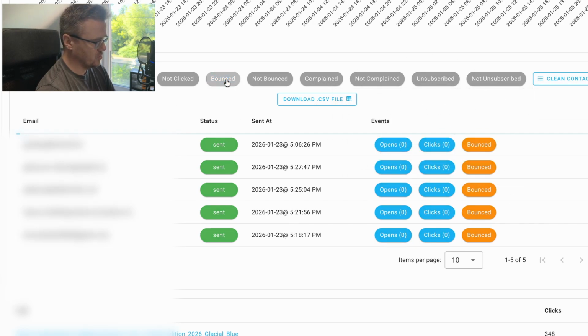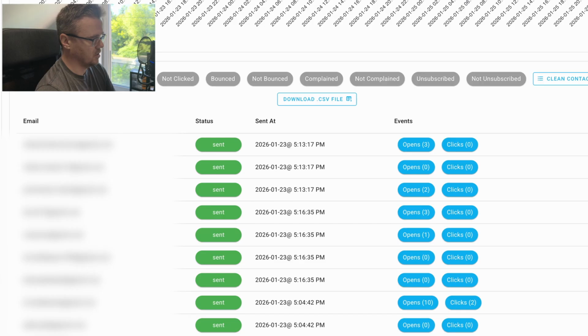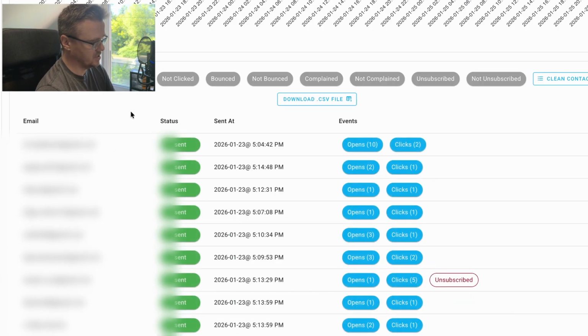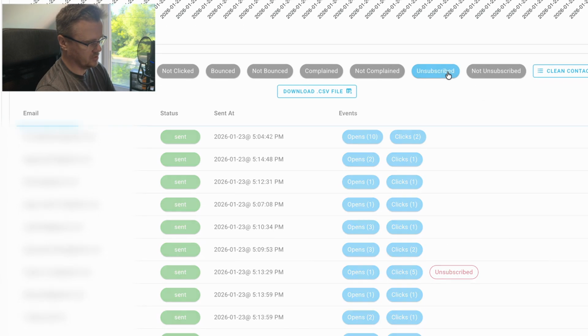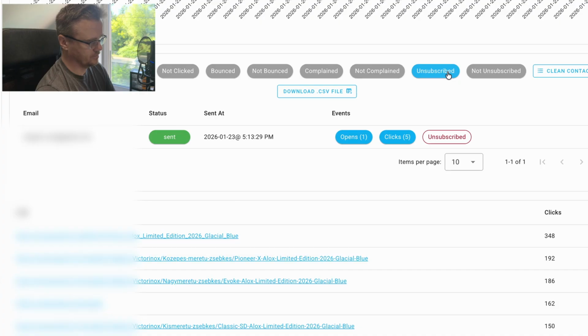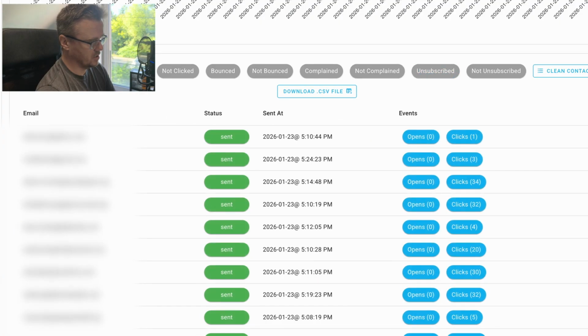But you can also filter on opened, clicked. So now you have a list who basically opened your email and clicked on something. And here we have the one who unsubscribed. Yeah, we can also filter on that one. We can also filter on not opened and clicked.